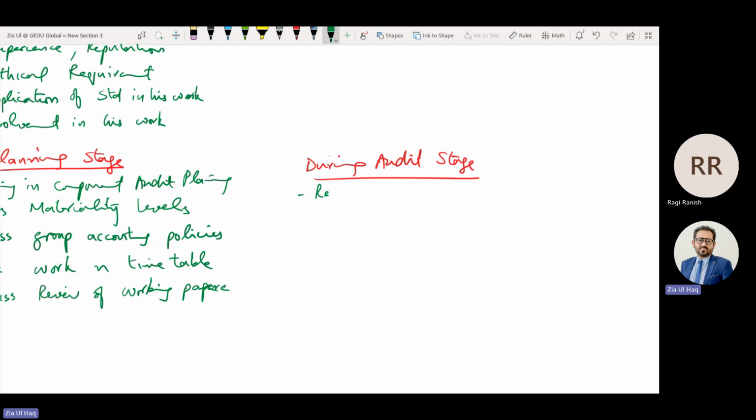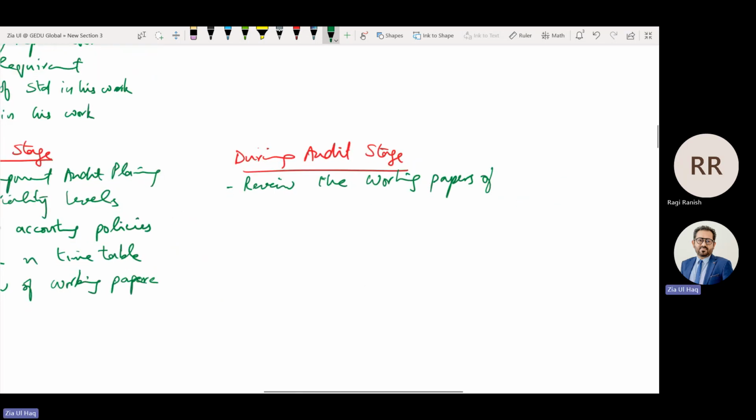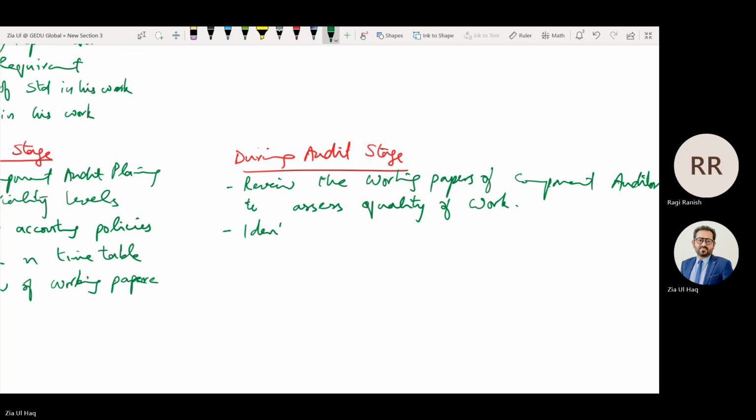We need to review the working paper of component auditor to assess quality of work. We need to identify any written representation obtained.